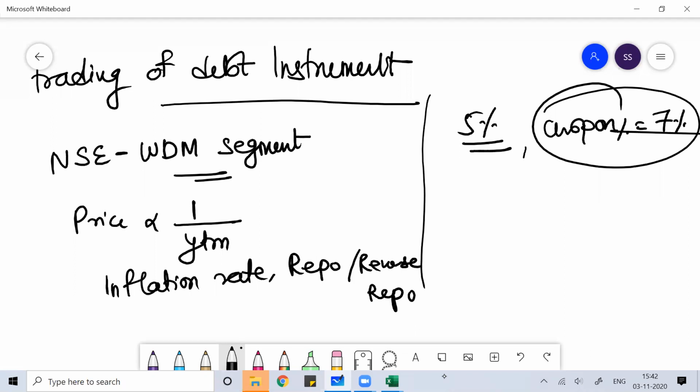The price at which the debt instrument trades in the market is called the clean price. If you log in to the NSE segment, or you go to the BSE website and see different debt instruments trading, there would be a price at which they are trading. That price is called the clean price.